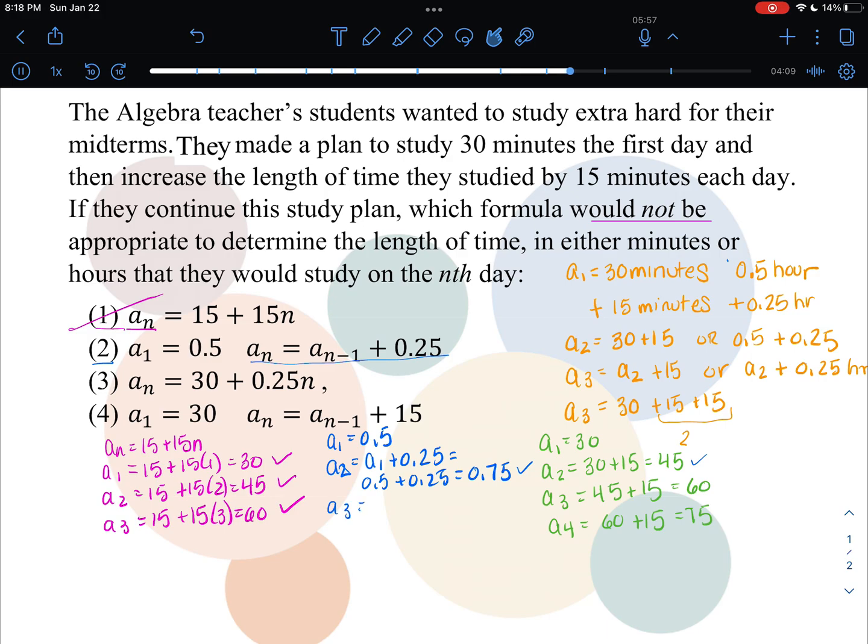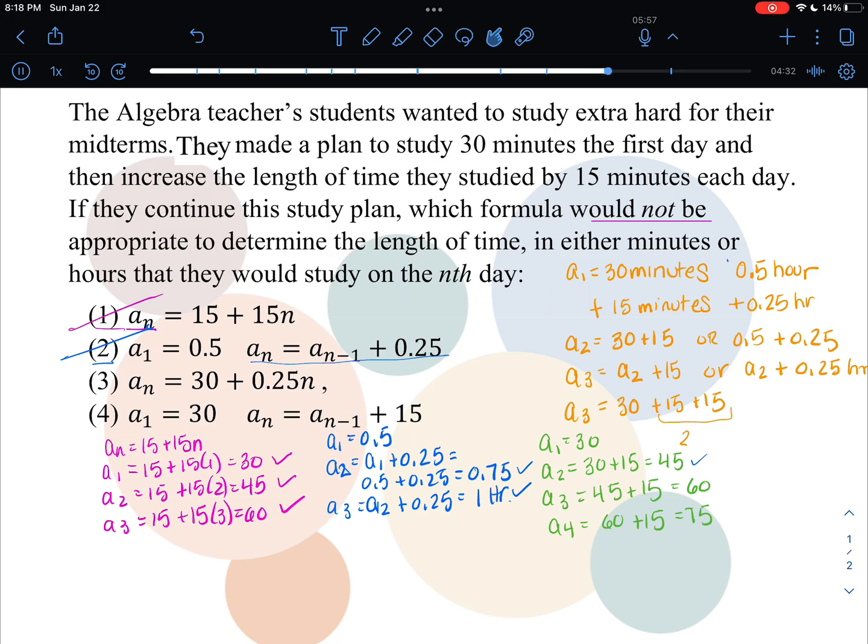Let's try my A3. A3 is saying it will be A2 plus another 1/4 of an hour, which would be the 0.75 plus the 0.25, which would be 1 hour, which is equivalent to our 60 minutes. So that is also working out. So I'm going to cross that out because that one would be appropriate to use.